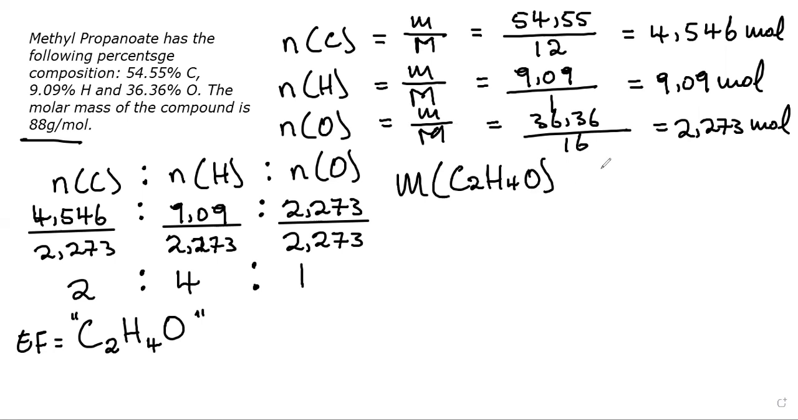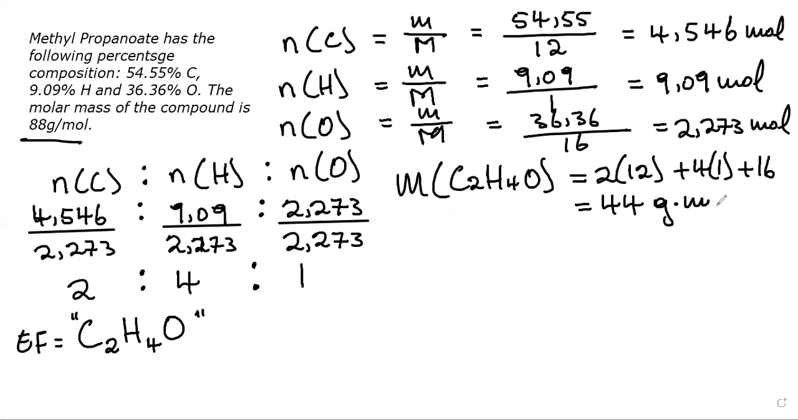This is how we find the molar mass of the empirical formula. We know that we have 2 carbon atoms, each with a mass of 12. Then we have 4 hydrogen atoms, each with a mass of 1. And this is added to 16, which is the mass of oxygen. So how much do we get if we put everything into the calculator? We are just going to get 44 grams per mole.